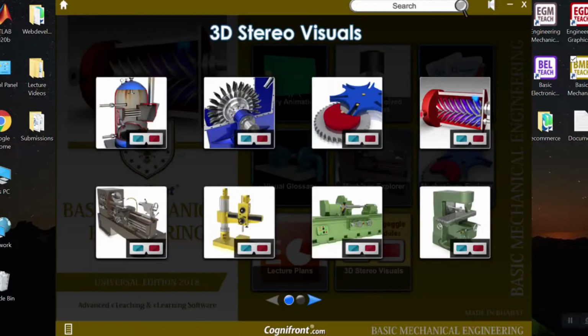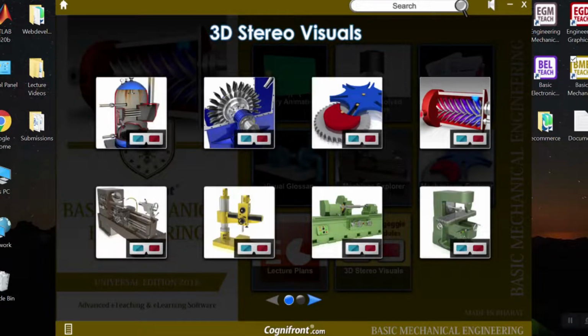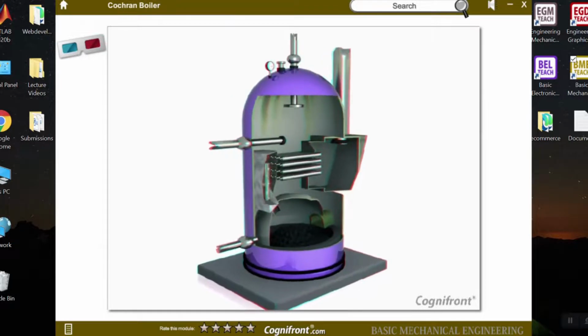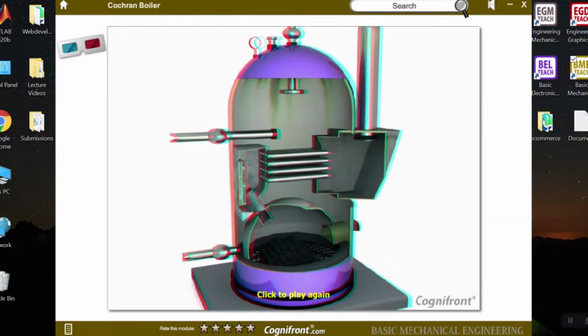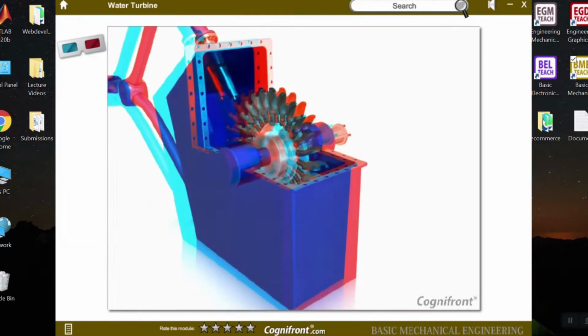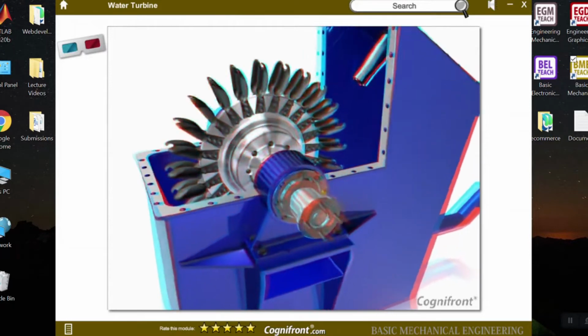Next, we have the 3D stereo visuals. So this is one part of a module which has been especially designed for the students. Here with 3D, you will need 3D goggles to view this. You'll feel the difference when you are using 3D goggles and when you're not, because when you're using 3D goggles, it will appear as if the parts are coming alive from the screen. It's a very lively experience.